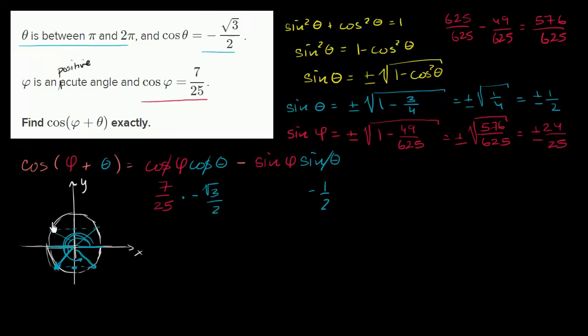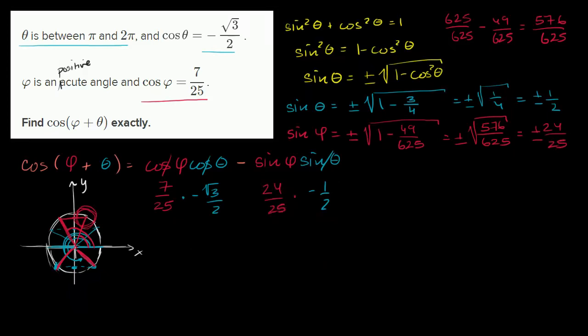And remember, the sine of an angle is the y coordinate of where the terminal ray intersects the unit circle. So we're either looking at one of these angles if the sine is positive, or we're looking at a terminal ray down here. Now they tell us that phi is a positive acute angle. So we know that we're dealing with this scenario right over here. So sine of phi is going to be the positive 24 25ths. So it's 24 over 25.